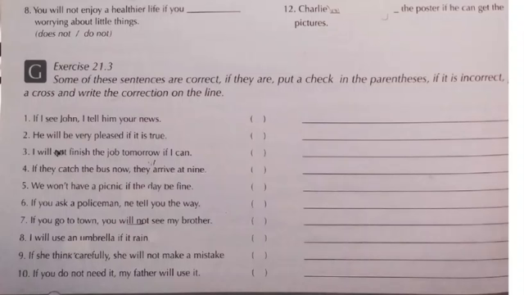I will use an umbrella if it rains. If she think carefully, she will not make a mistake. And if you don't need it, my father will use it. Okay, now you have to check what is the correct sentence. Is it correct? You have to write a tick. If not, you have to correct it next to the line.